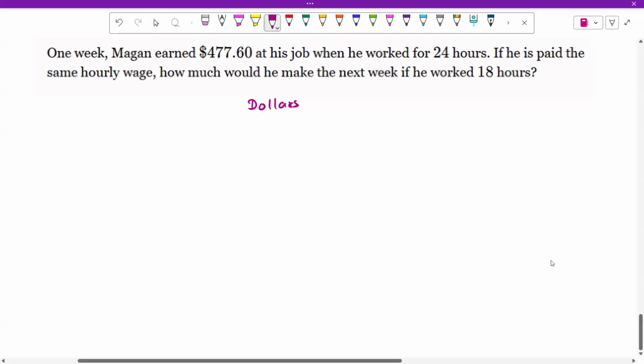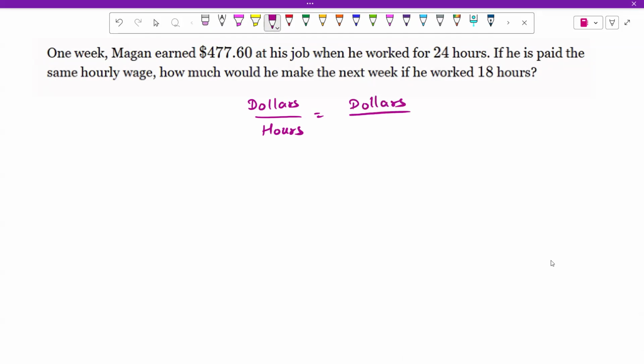So these dollars and these hours are given in some proportion. So dollars must be relevant with the dollar values. Hours must be relevant with the hour values.